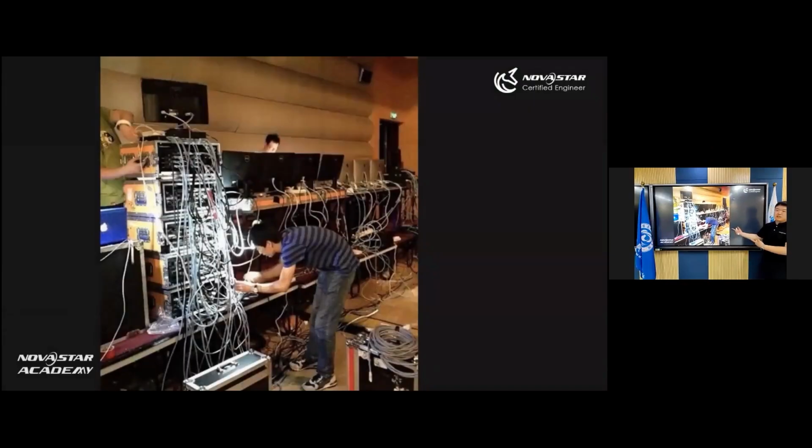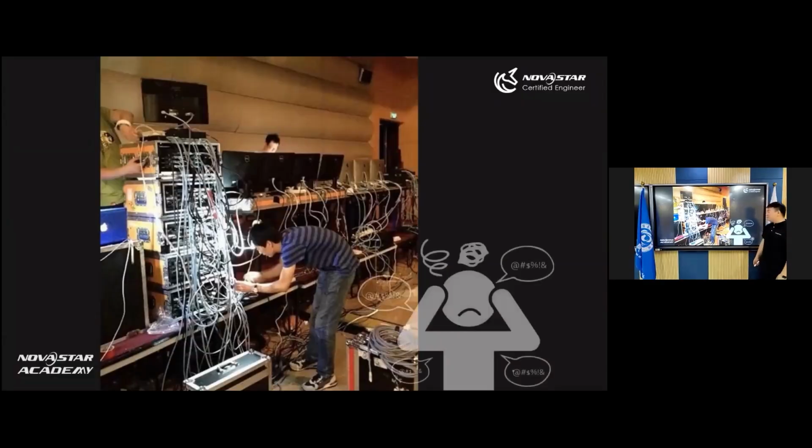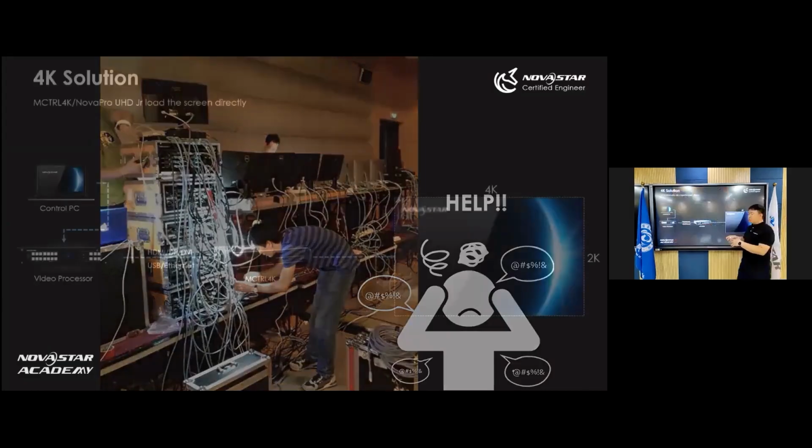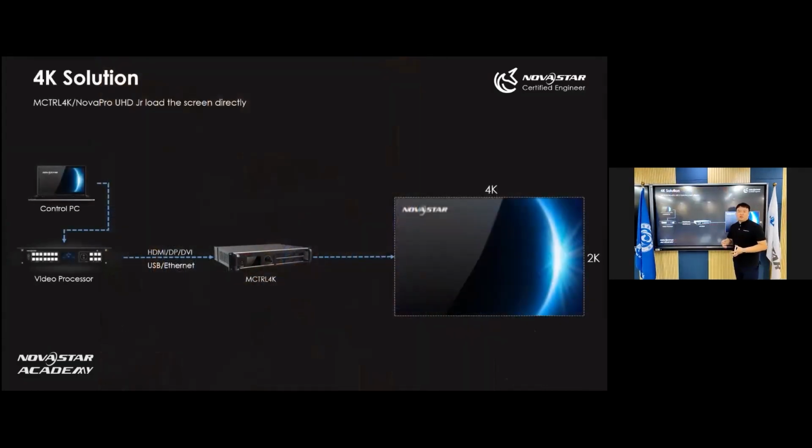So this is the real picture. If you go to the control room, it's all messed up, a headache, right? And what can we do? We can just use a much bigger resolution, much bigger capacity models to solve this problem. For example, we can add a video processor and provide the video source to the MCTRL 4K. The 4K can hold 4K resolution screens.